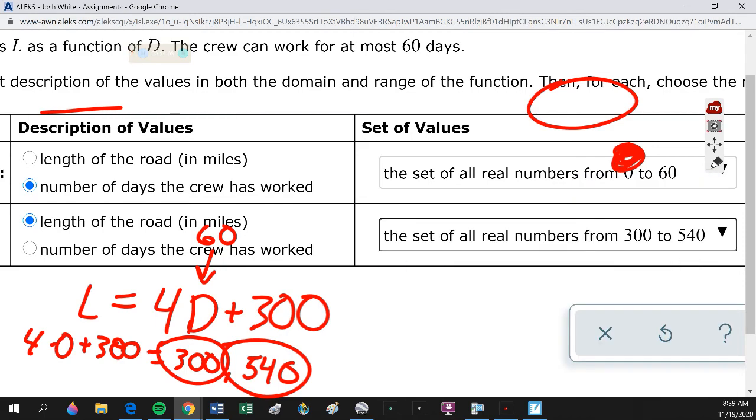Okay? So how do we get the domain? We look at the numbers we're allowed to plug in. How do we get the range? We plug in the smallest domain, and we plug in the largest domain. And that will tell us the range. Right. Get to work.